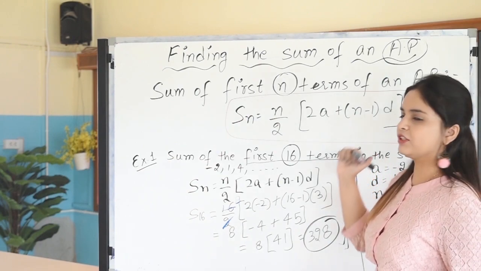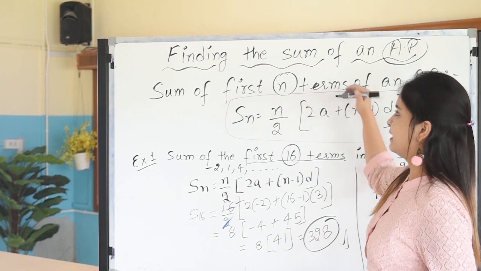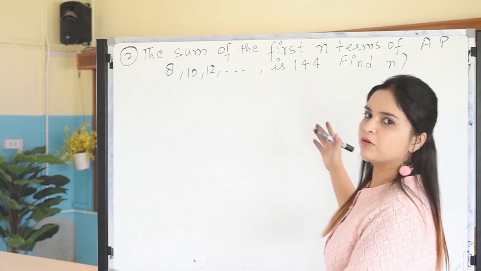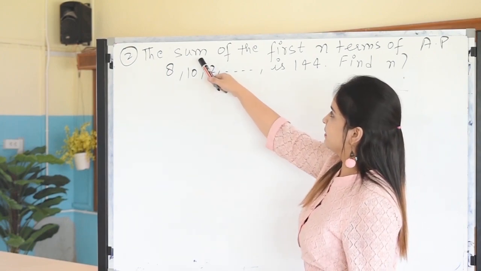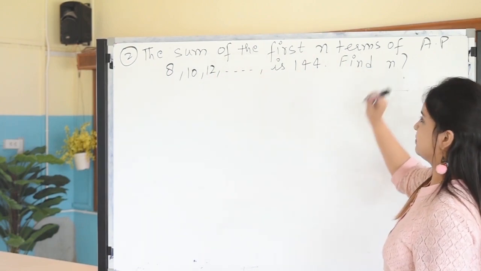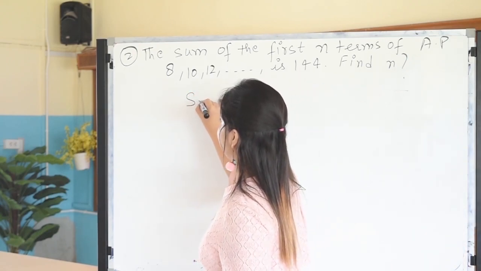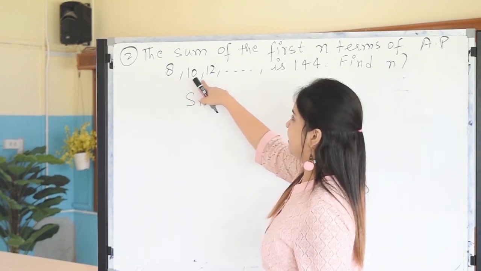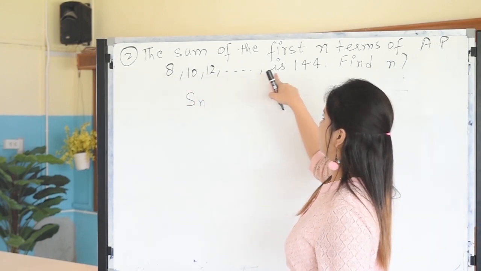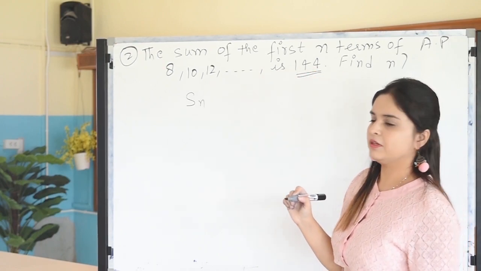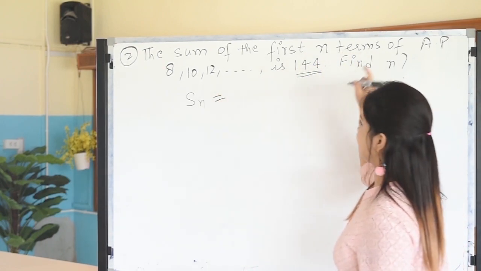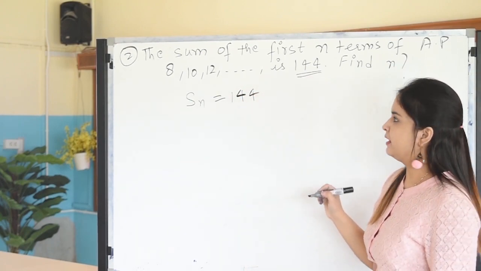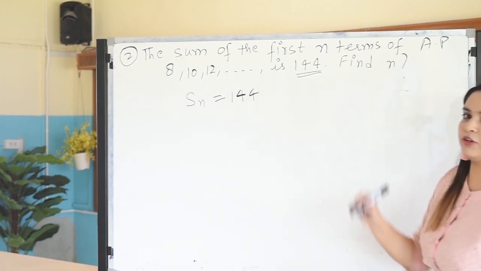So like this, I can use this formula to find the sum of first n terms. Let's try some more examples. Now, my next example says the sum of the first n terms, that means my Sn, of the sequence 8, 10, 12 is 144. That means the sum of first n terms, Sn, is 144. Now, you have to find the value of n.